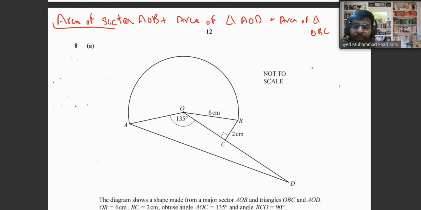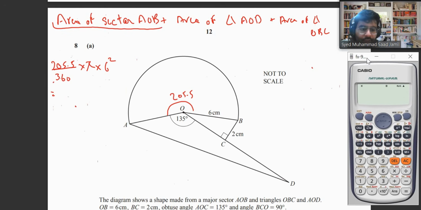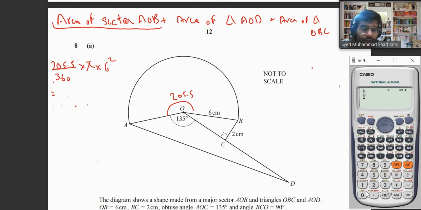So first let's calculate the area of sector AOB. We already know that this angle is 205.5, right? So we will do 205.5 upon 360 multiplied by pi multiplied by r square, which is 6 square. Let me bring the calculator over here: 205.5 upon 360 multiplied by pi multiplied by 6 square.